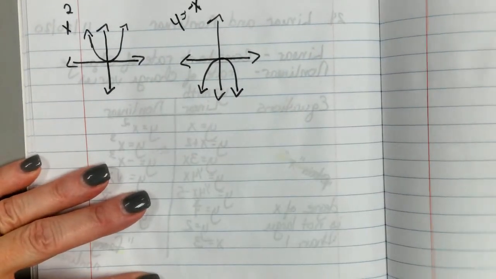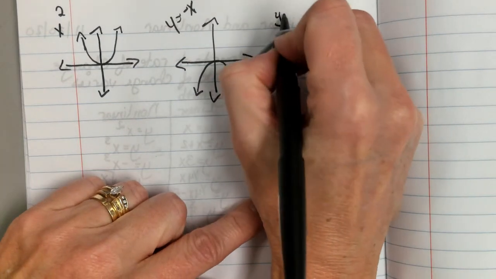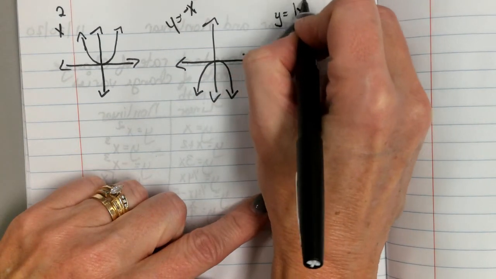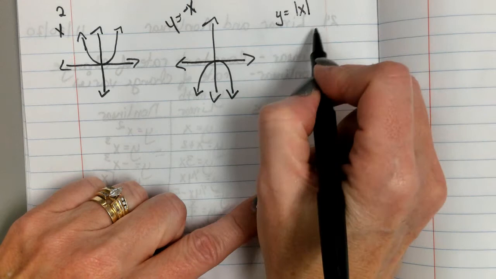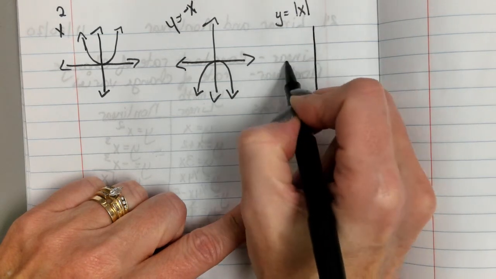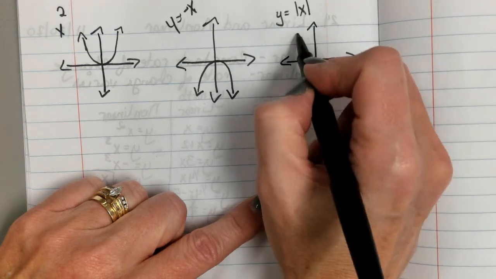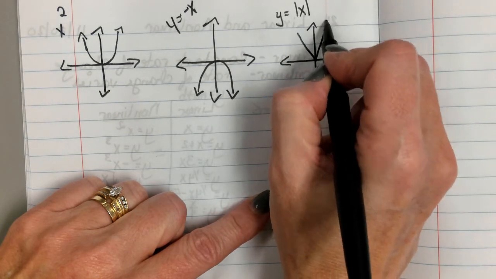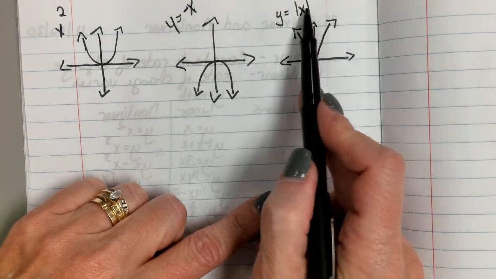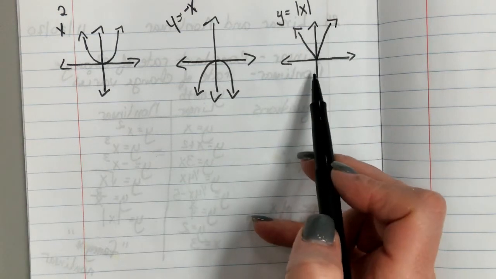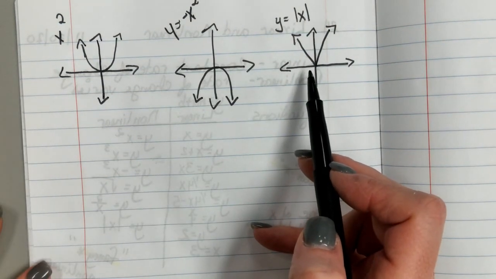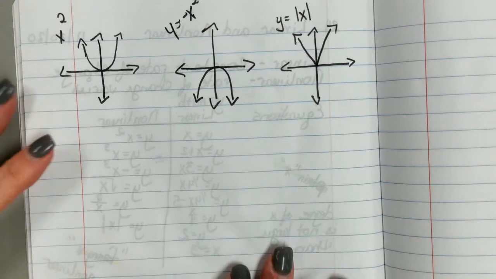Okay. And if we had absolute value bars, that actually gives me a V shape. And same thing, I didn't have any plus or minus out here, so I put the bottom of my V right on the origin.